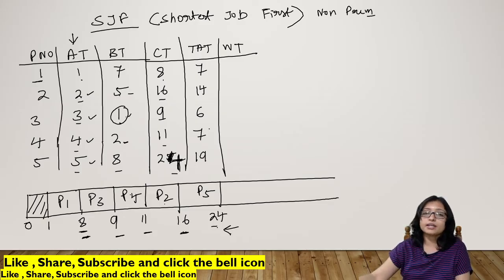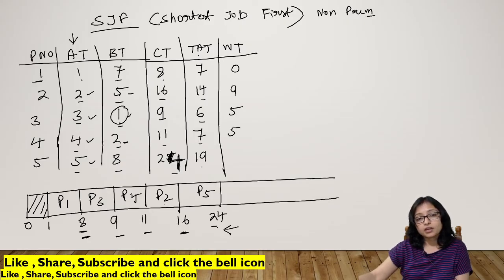What will be the waiting time? Waiting time is turnaround time minus burst time. 7 minus 7 is 0. 14 minus 5 will be 9. 6 minus 1 will be 5. 7 minus 2 is 5. 19 minus 8 is 11.